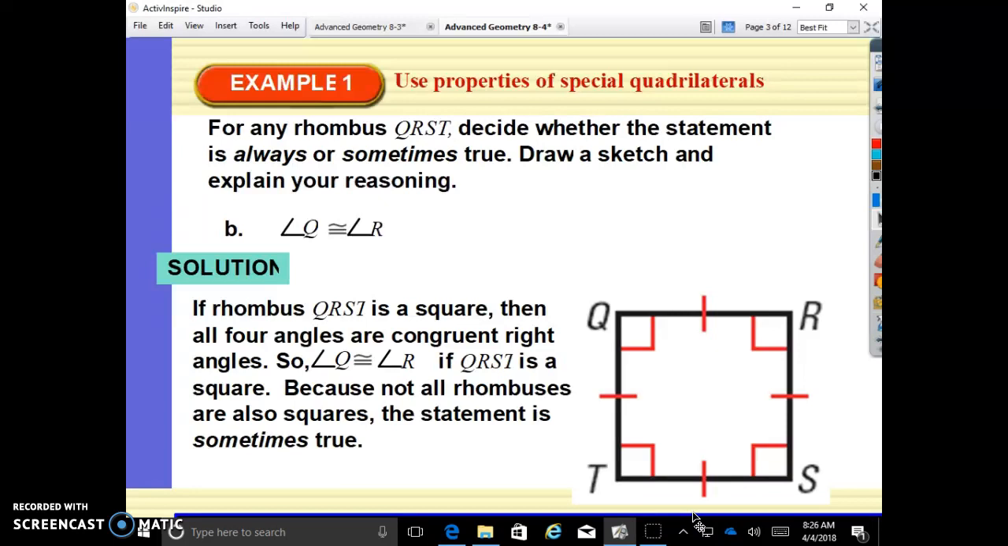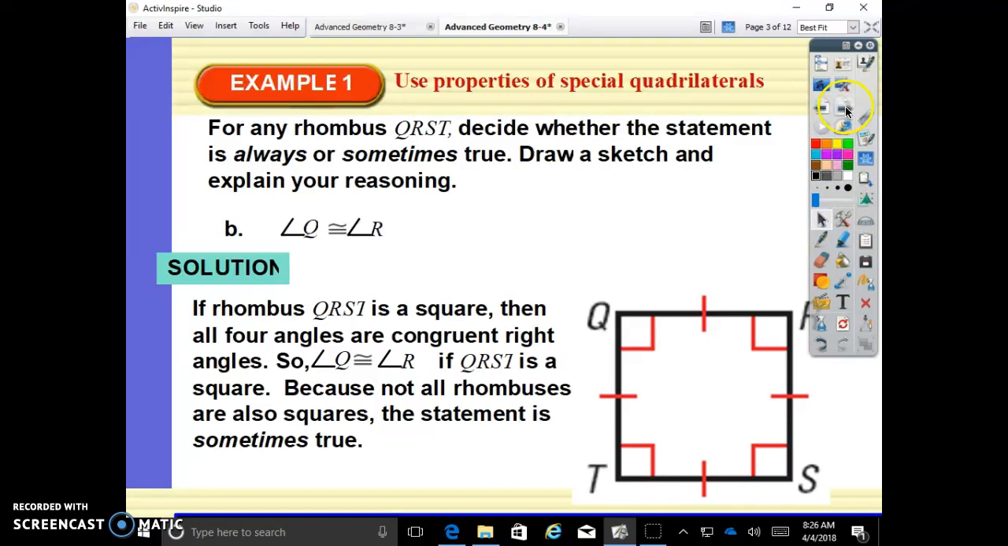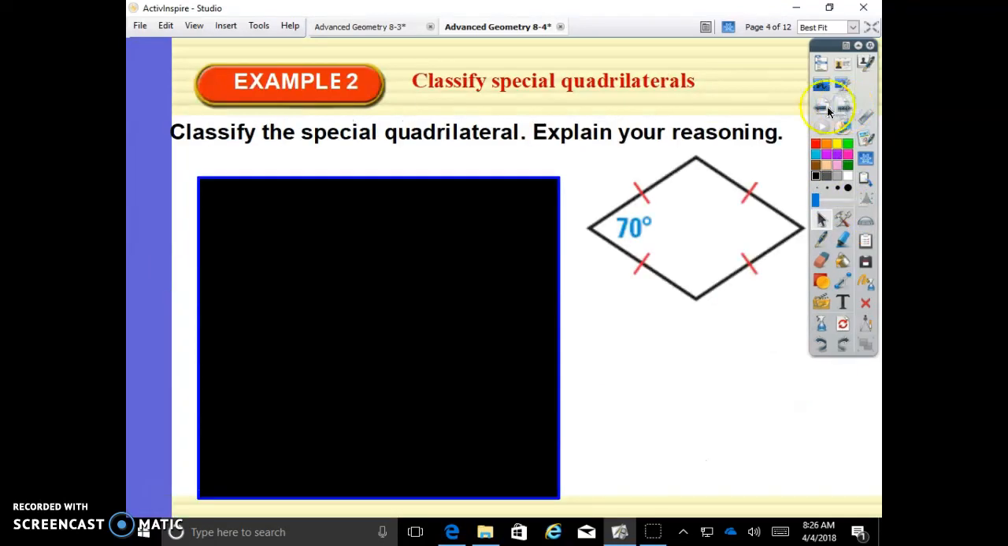So you have to think about, well, what is a rhombus? Opposite sides are congruent, all sides are congruent, opposite angles are congruent. The only difference between a rhombus and a square is that the square has all right angles. Okay, so this would be sometimes true. You have to be really careful with these.